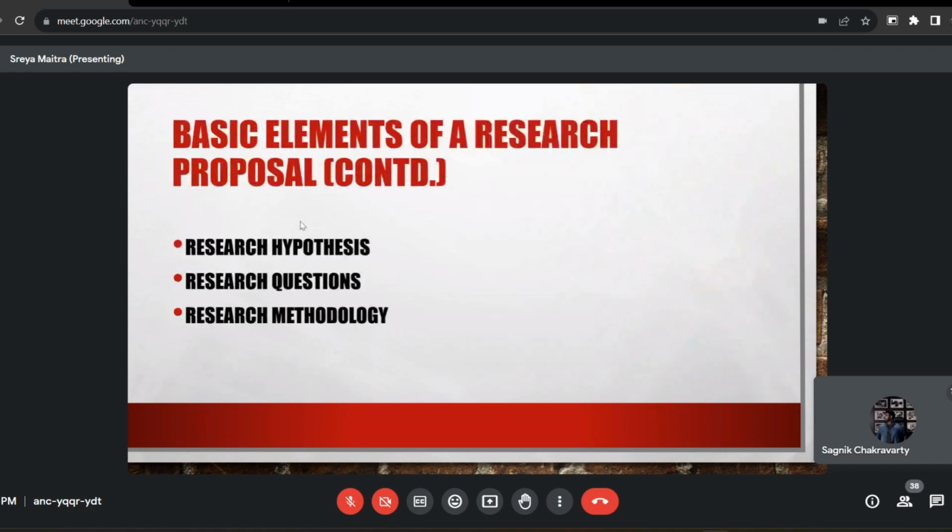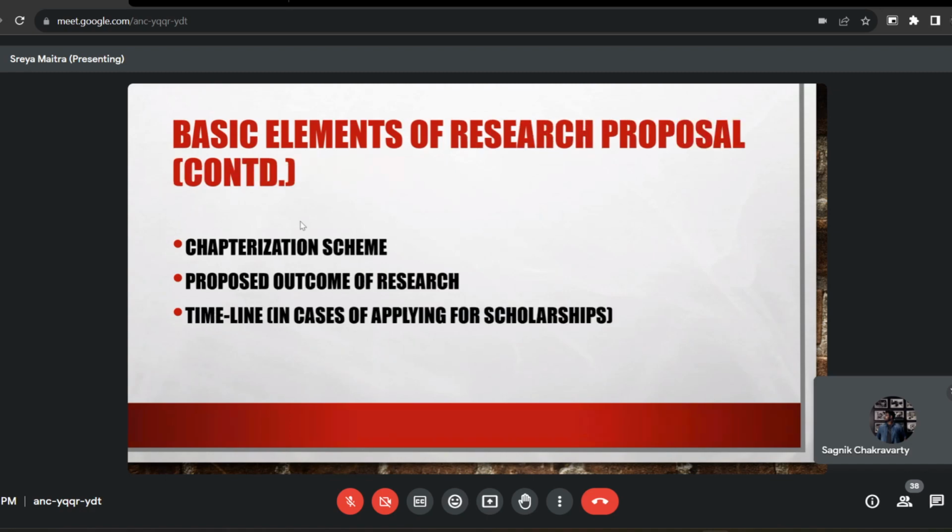So, literature review, research gap, research hypothesis, research questions, research methodology. This order has to be exactly this. Chapterization scheme, this can be tentative. You can add the word tentative to it. Tentative chapterization scheme, proposed outcome of research. And if you are applying for scholarships, usually they ask for a timeline, because scholarship is not indefinite. So if you go for Fulbright, or if you go for Cambridge, or if you go for SILF within our Jadavpur University itself, they will ask for a proposed timeline, that in 3 years, how are you planning to finish this work? So in that case, you can give a timeline. You can also give a timeline otherwise, even if you're not applying for a fellowship. But many people choose not to give this, and that's fine.